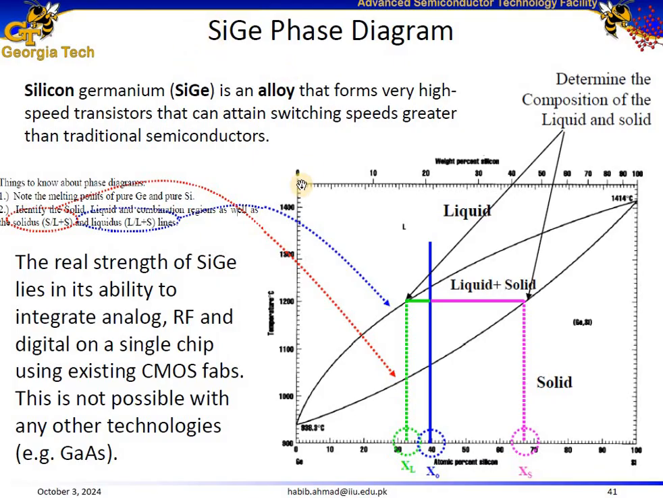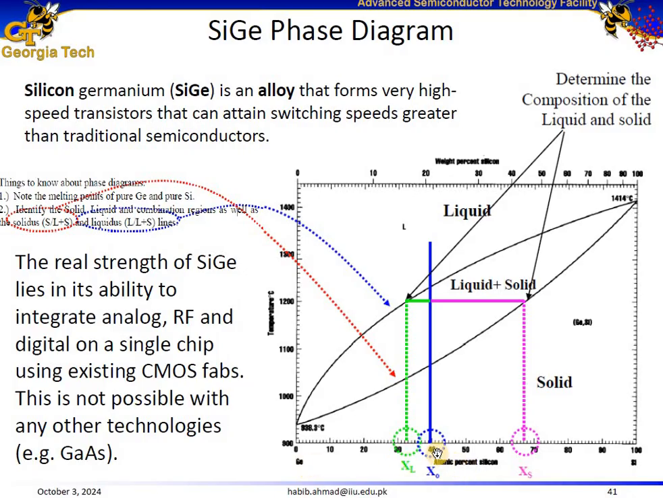Now let's have an overview of the phase diagram. This phase diagram plots the relationship between temperature on the vertical axis and silicon composition on the horizontal axis in the silicon-germanium material. As we can see, on the x-axis the composition is running from 0 to 100, where 0 represents 0% silicon, which means that we are actually talking about pure germanium at this point.